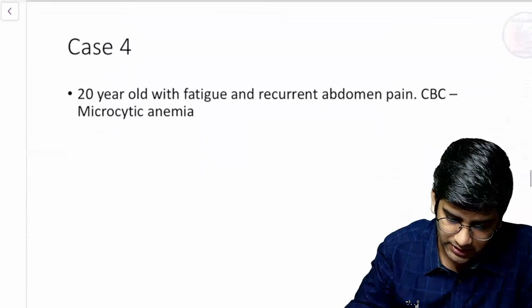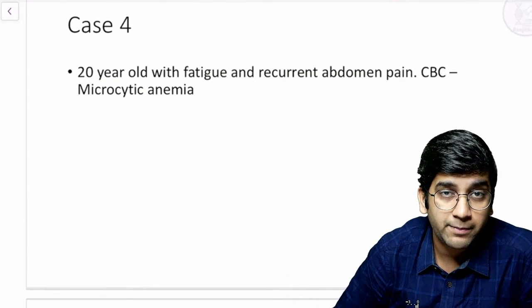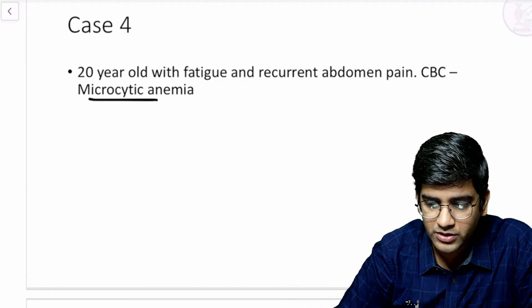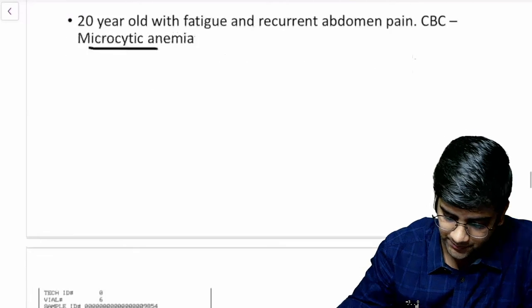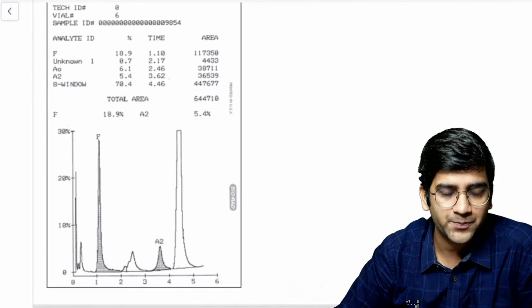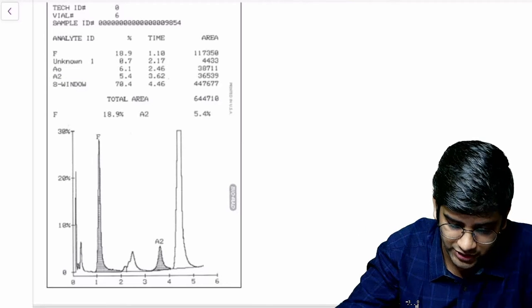Okay, next. Case 4. 20-year-old, fatigue, recurrent abdomen pain, and CBC showed microcytic anemia. That's a very interesting case. This is where I am going to relate your clinical picture and your HPLC. Superficially, looking at the HPLC, it looks very decent, right? Again, don't look for the peaks, always look for the percentage.